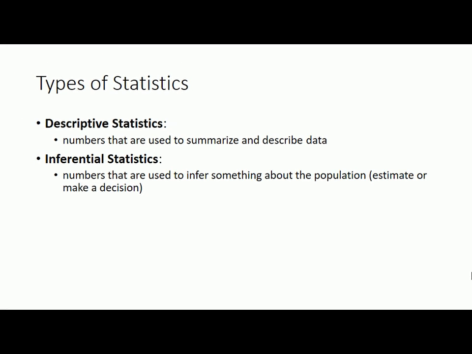Statistics come in two different types. Descriptive statistics describe the sample data. So we're going to be looking at a number of descriptive statistics: the sample mean, the sample standard deviation, the sample size, things like that. Inferential statistics are used in our inference, so statistics that are used to infer something about the population itself.